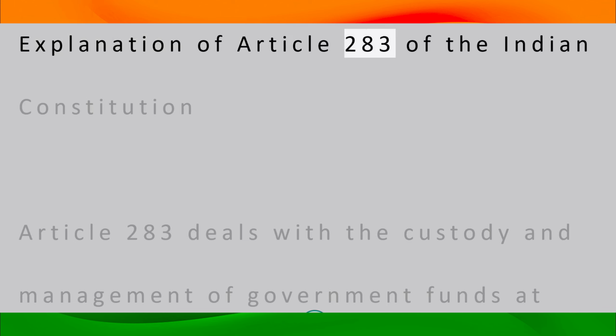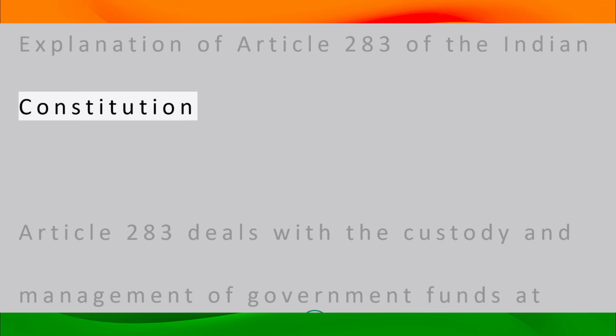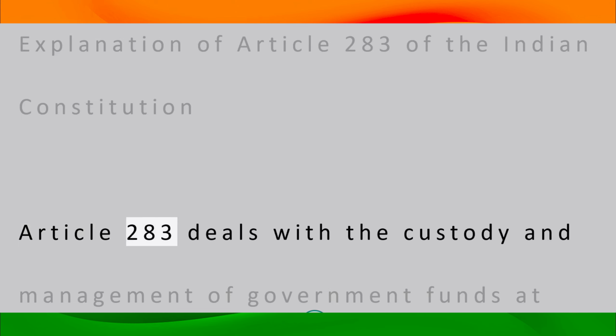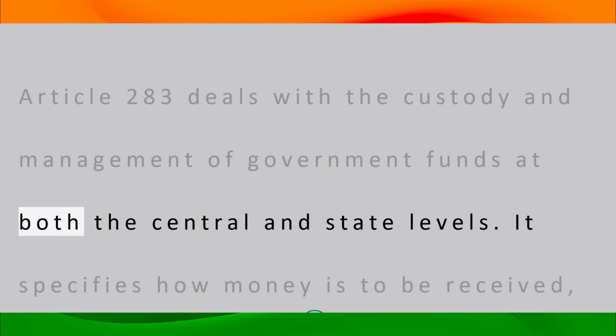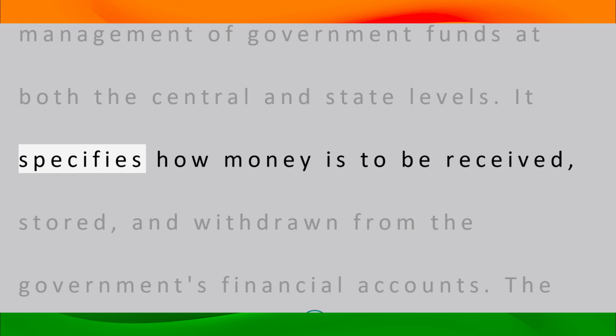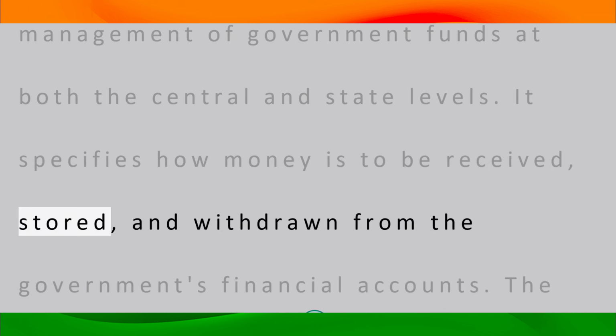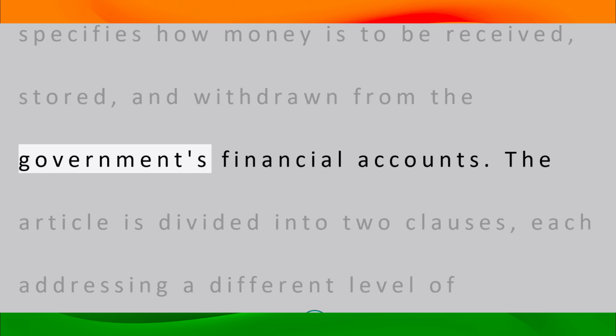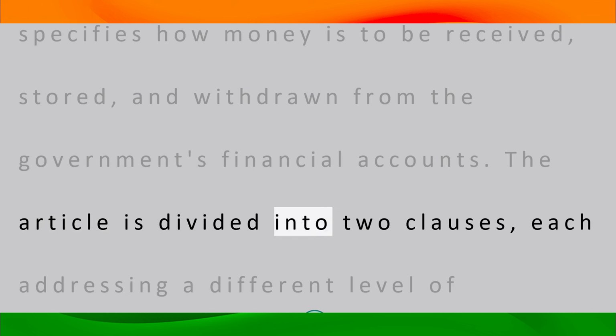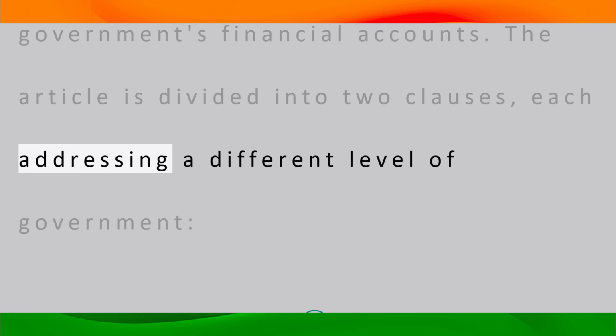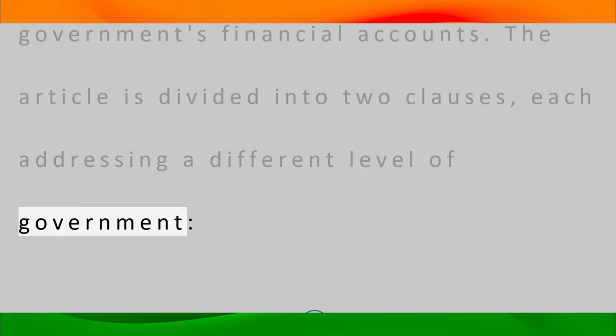Explanation of Article 283 of the Indian Constitution. Article 283 deals with the custody and management of government funds at both the central and state levels. It specifies how money is to be received, stored, and withdrawn from the government's financial accounts. The article is divided into two clauses, each addressing a different level of government.